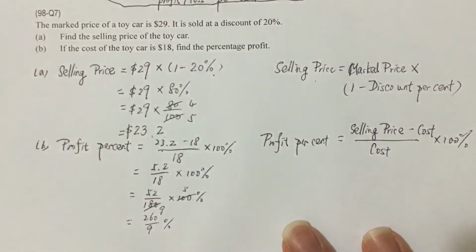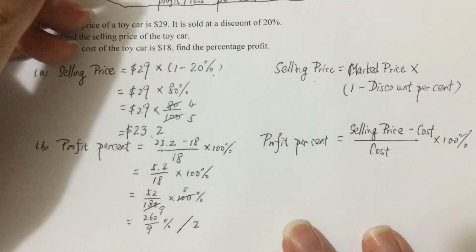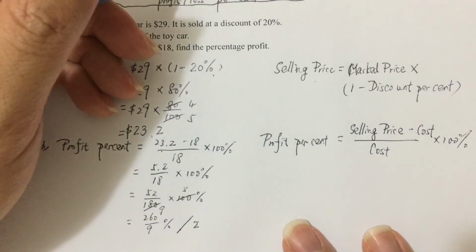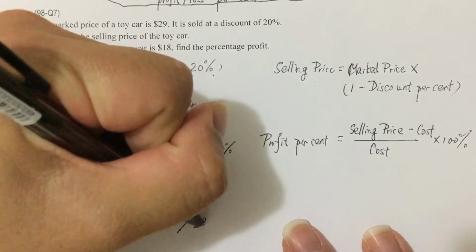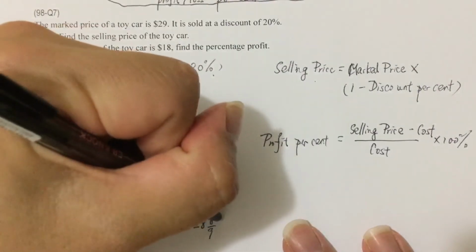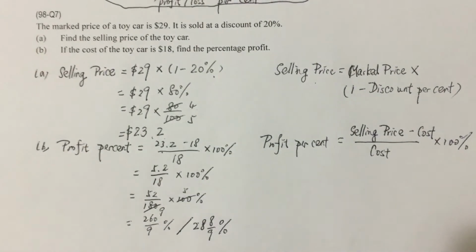Or if you do not like this one, you can change it to 9 and 2, and then 18 and 80. 80 over 9: 8 times 9 is 72, so that is 28 and 8 over 9%. So you can accept this too as the answer.